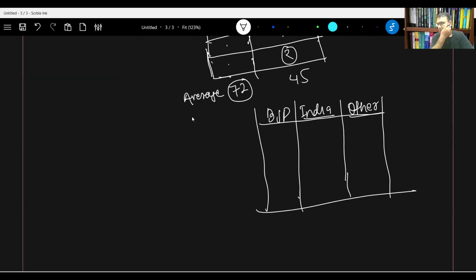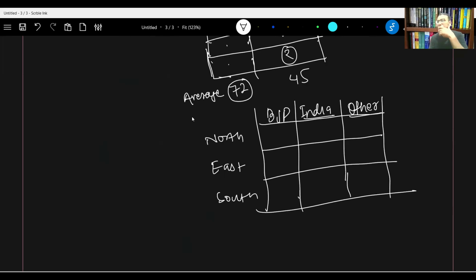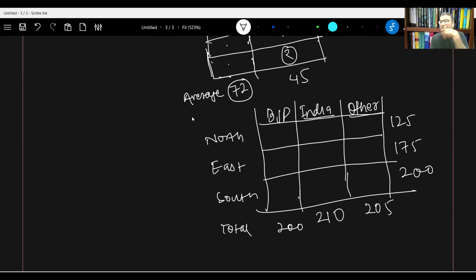Just for understanding purposes, I give the example. In Delhi: North Delhi, East Delhi, and South Delhi. I want to fill the complete table, and I know the totals: 200, and these totals 125, 175, and 200, and 205, and 210.